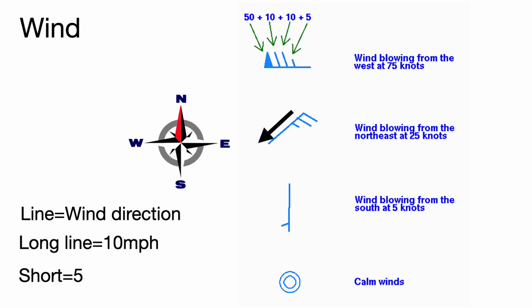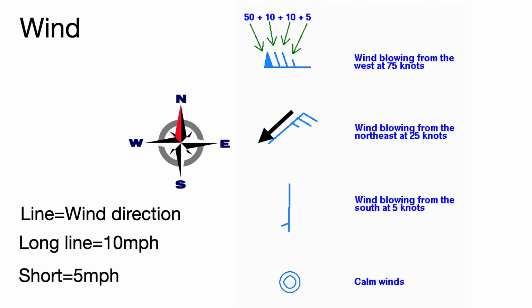The next part is actually measuring how fast the wind is going. For every long line that is drawn, that is worth about 10 miles per hour. For every short line, that is 5 miles per hour. And similar to the picture shown at the very top, you simply add them up. So again, the one drawn with the black arrow would be 10 plus 10 plus 5, for a total of 25 knots or miles per hour.